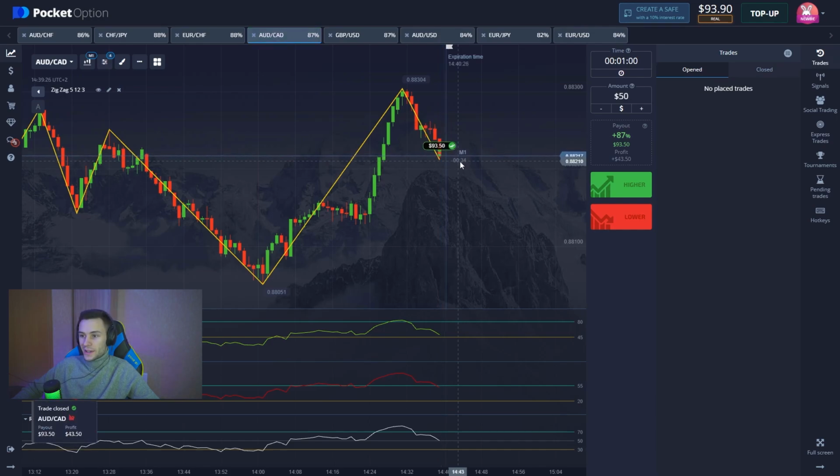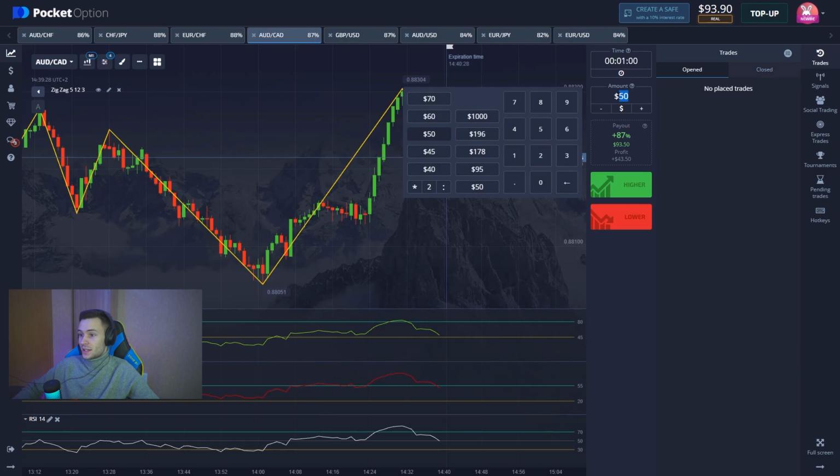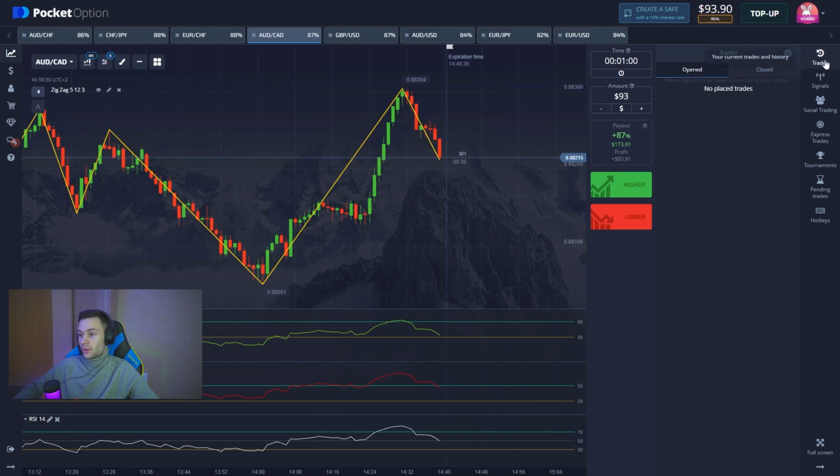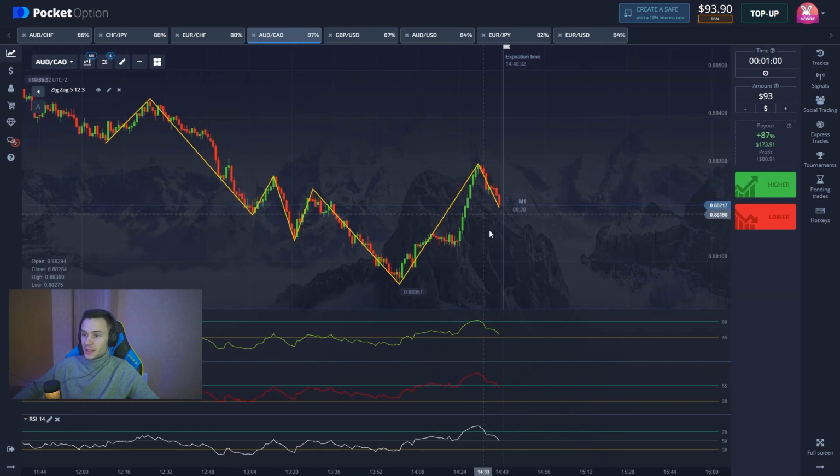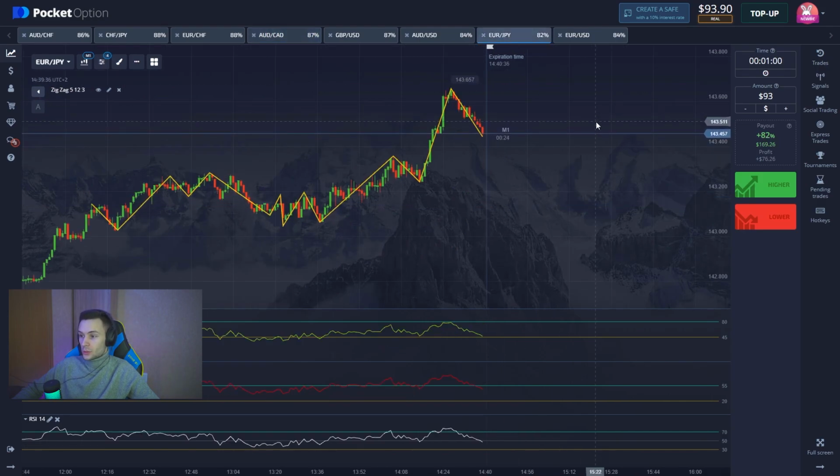Our position has ended up with a profit, guys. The first positive one. Everything was simple, guys. And now let's find another currency pair and continue our trading.